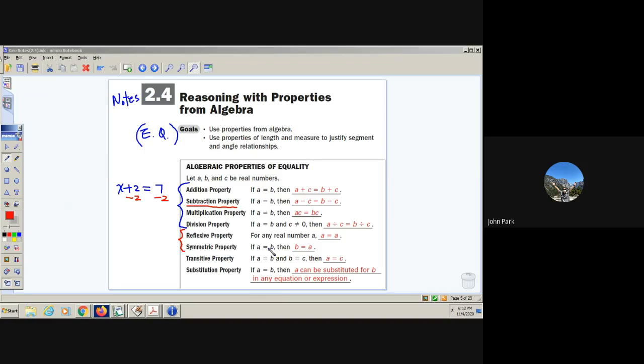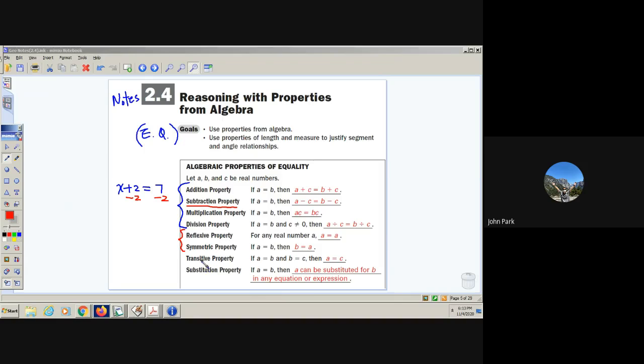Now, symmetric is similar, but it's a little different. Notice how this one has if and then. So if A and B are equivalent to each other, they may not be exactly the same thing, right? But then you can switch it, switch the location from the left side and the right side. And that would still be equal. So the symmetric property switches the left side and the right side of the equation. Reflexive is exactly the same thing on both sides of the equation, right?